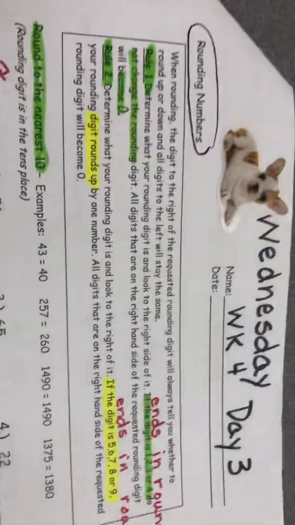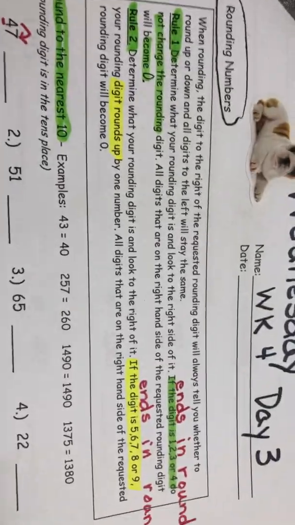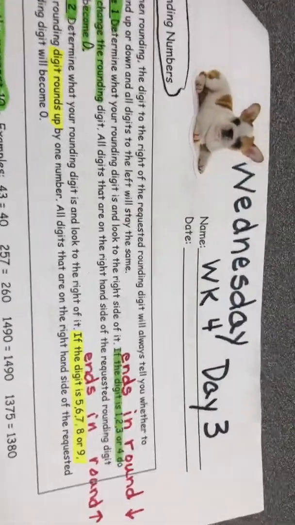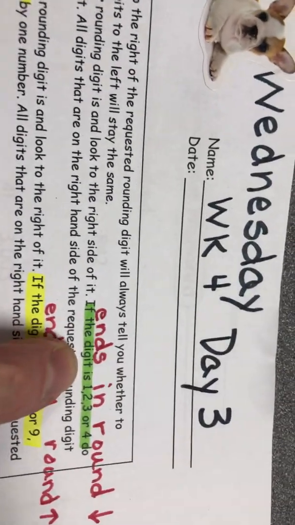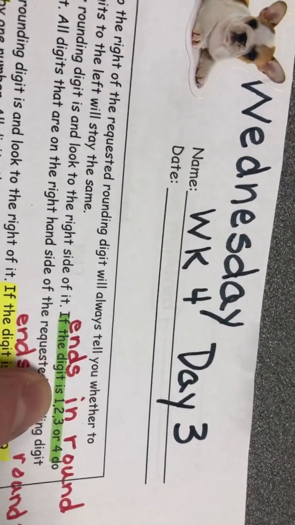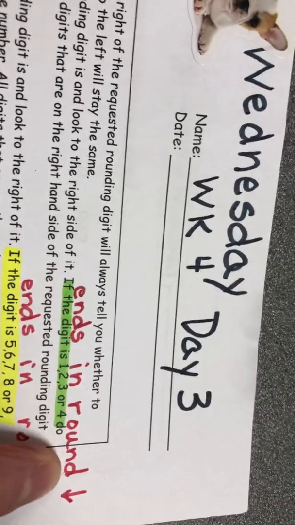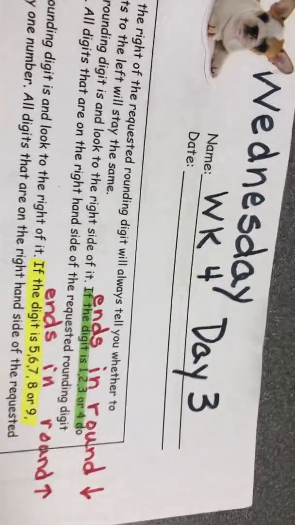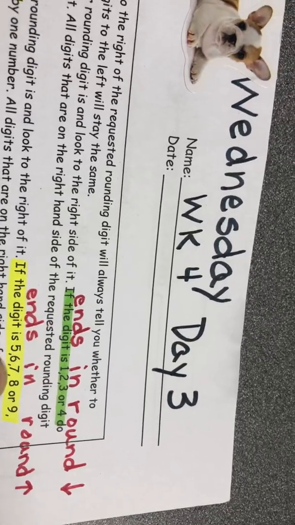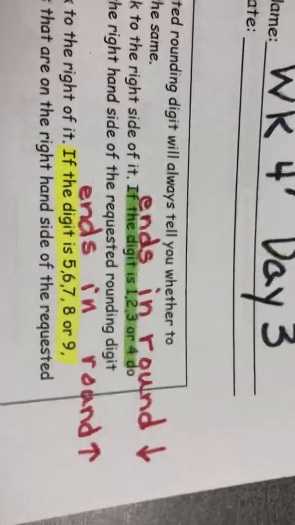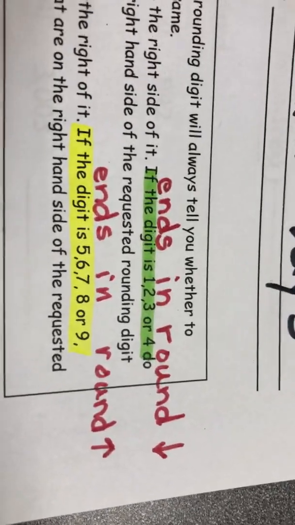So here's the page. We just have one page today, but there's plenty going on. Here's a little cheat sheet. It just talks about the rule that I just talked about. If the digit ends in 1, 2, 3, or 4, we round down. And if the number ends with the digit 5, 6, 7, 8, or 9, we round up. So that's just a little cheat sheet there for you.